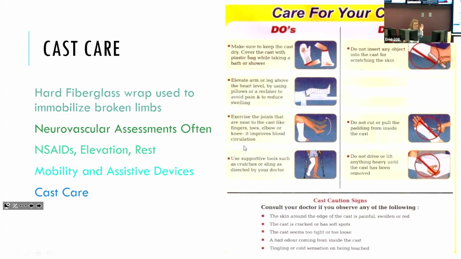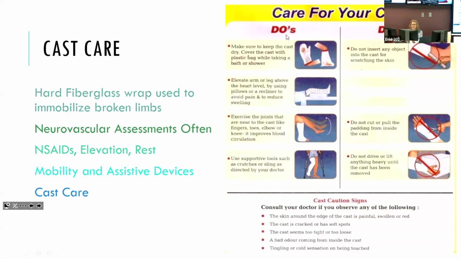So you want to make sure they can wiggle those fingers, their toes, that area is warm to touch, it's not cold. If you can check for pulses, of course, and then the color of the skin, if it starts to get kind of pale, think of like you're putting pressure on something, it's not getting flow. So look for those things. Because sometimes their cast seems like a good fit and then they leave and it might be too tight. So for pain, you can use NSAIDs, elevation and rest. You want to see if they need help with mobility or using assistive devices, and then of course cast care.